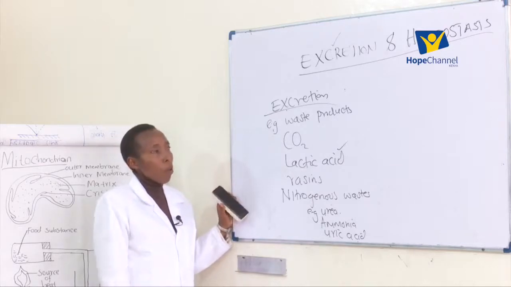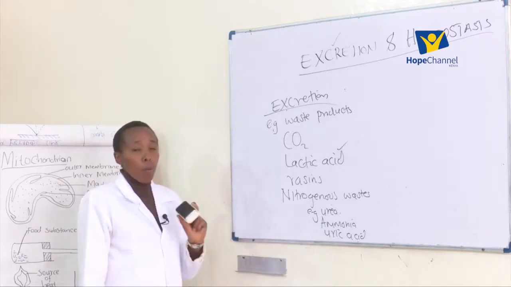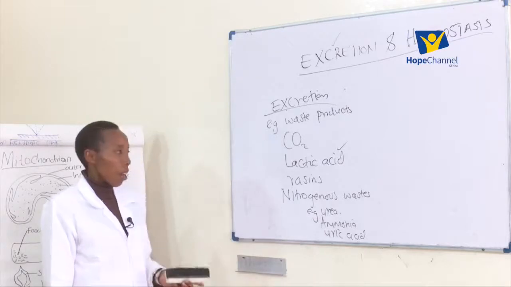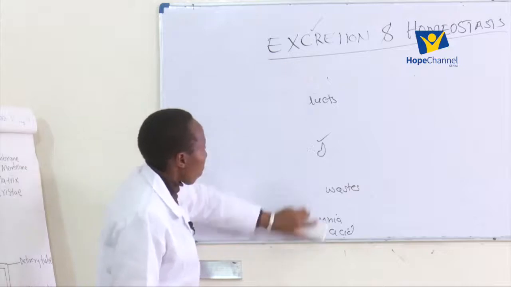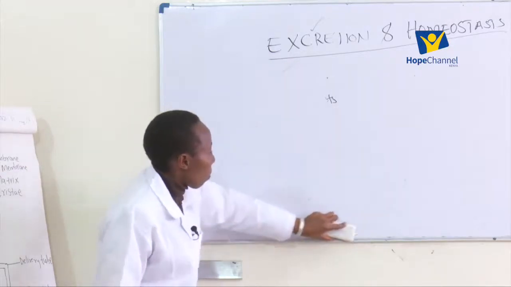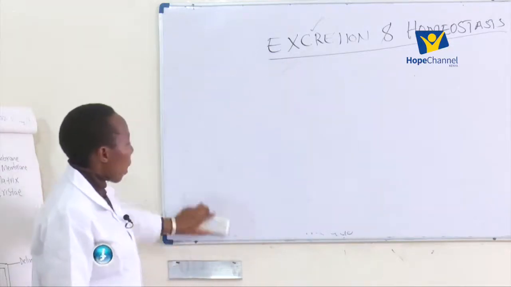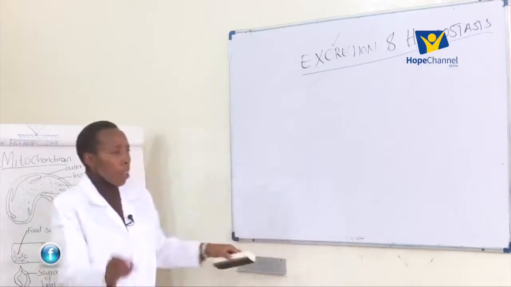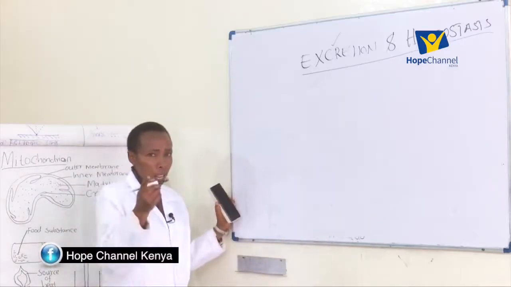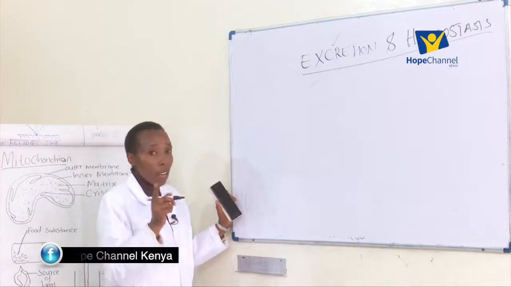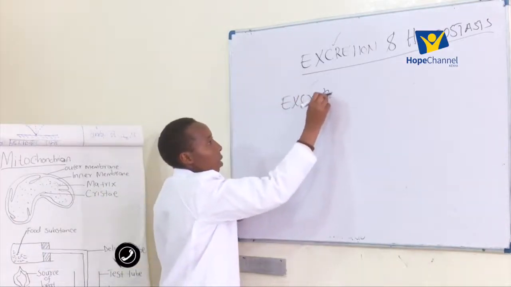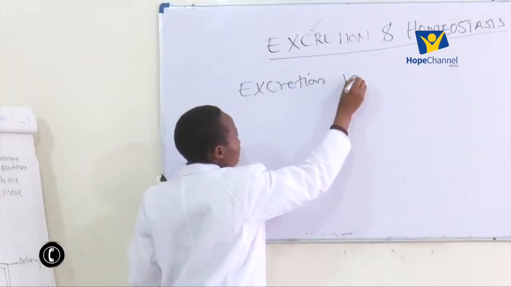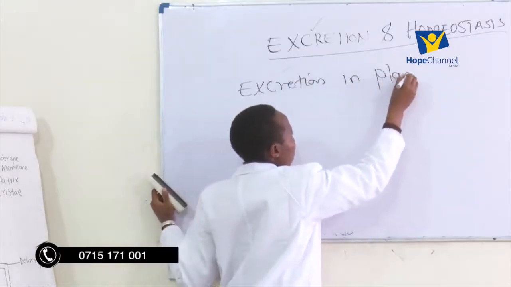And that's why we are going to discuss excretion both in plants and in animals. So let's start with excretion in plants. Of course, if you look at plants, they don't have an excretory system like in animals. So we want to look at excretion in plants.